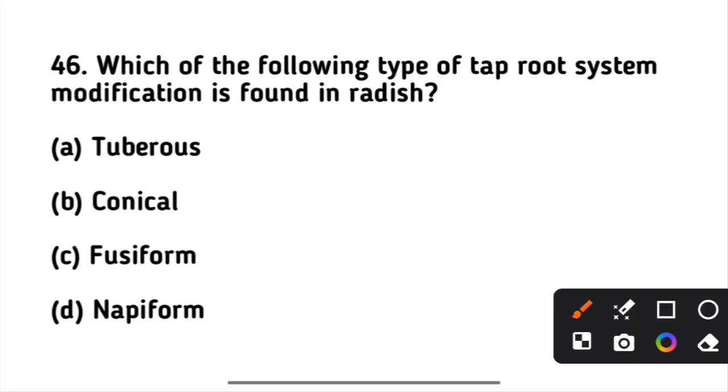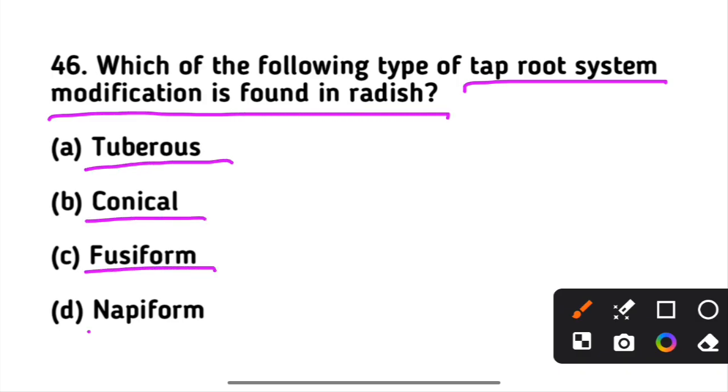46. Which of the following types of taproot system modification is found in radish? Option A tuberous, conical, fusiform, napiform. Option C is correct, fusiform. The fusiform type of taproot system modification is found in radish.